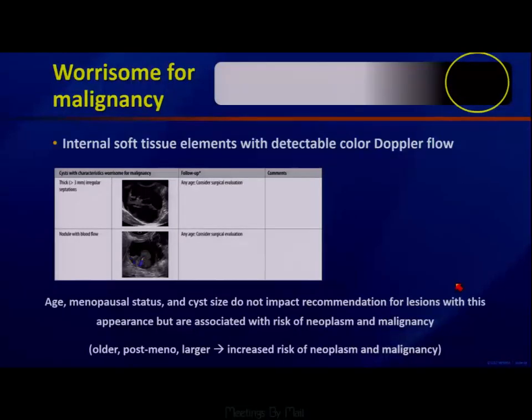So we're going to skip the gray zone and come back to it. I just want to move to the other end of the spectrum, which I know you're also all comfortable with, but those lesions that are worrisome for malignancy, internal soft tissue elements with detectable flow.